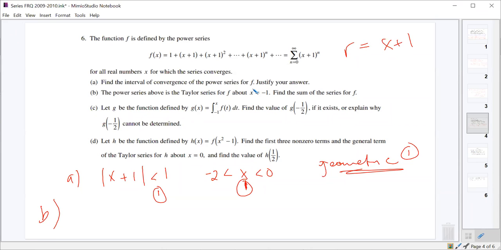Part B. We want to find the sum of the series for f. So how do we find the sum of the series for f? All we have to do is do our first term over 1 minus our common ratio. And what does that give us? It gives us negative 1 over x. They didn't ask us for a specific value, right? It was just negative 1 over x. So 1 point for that. Good?